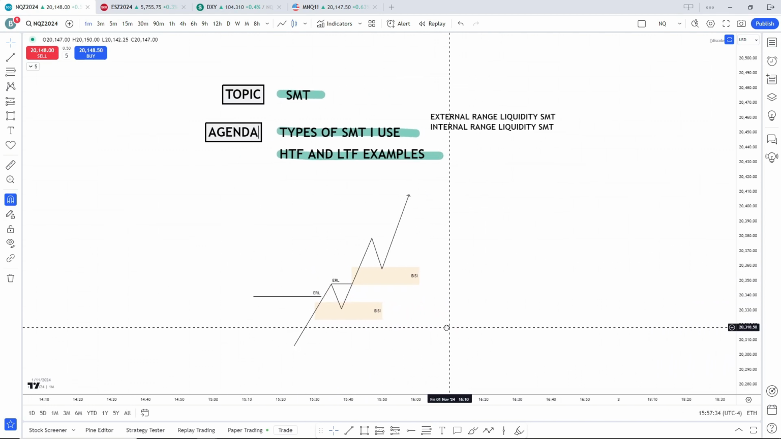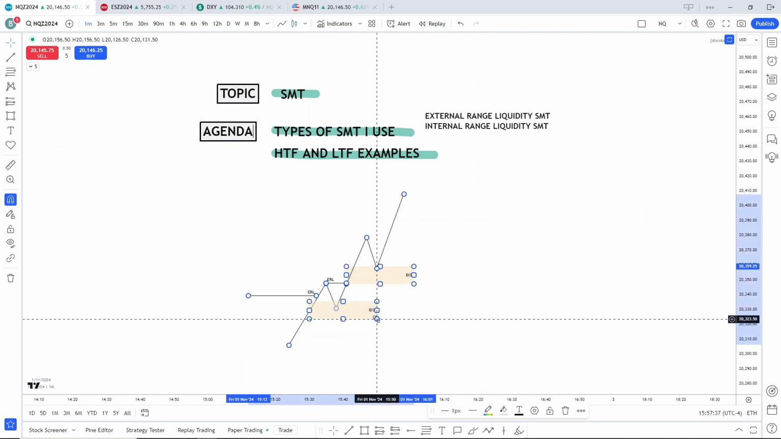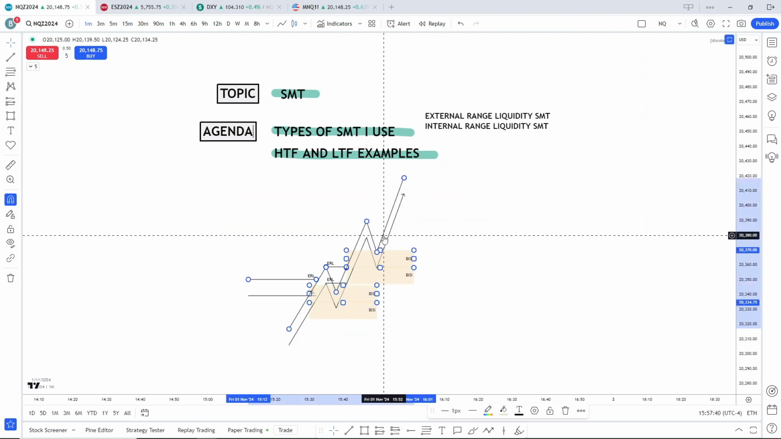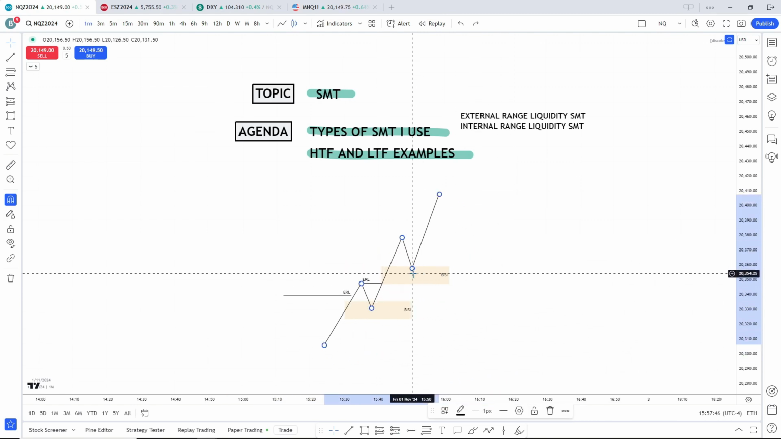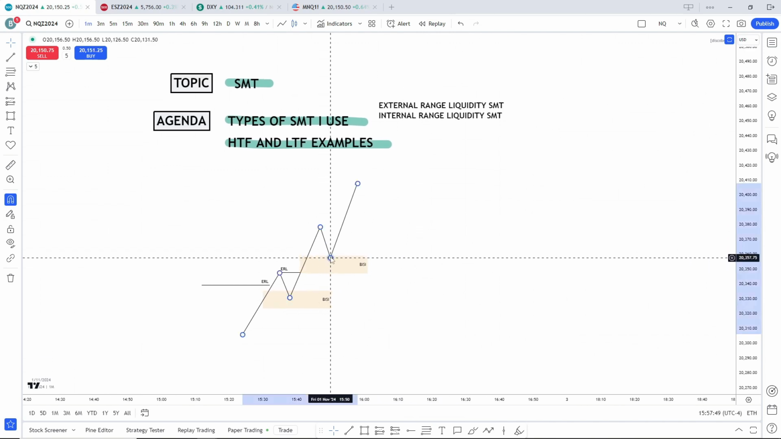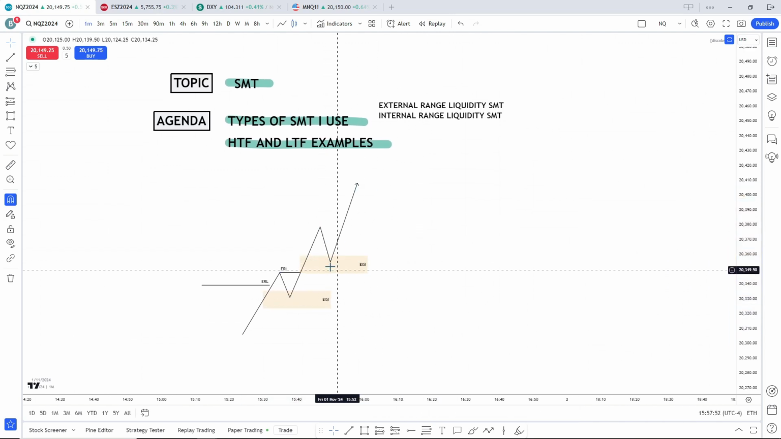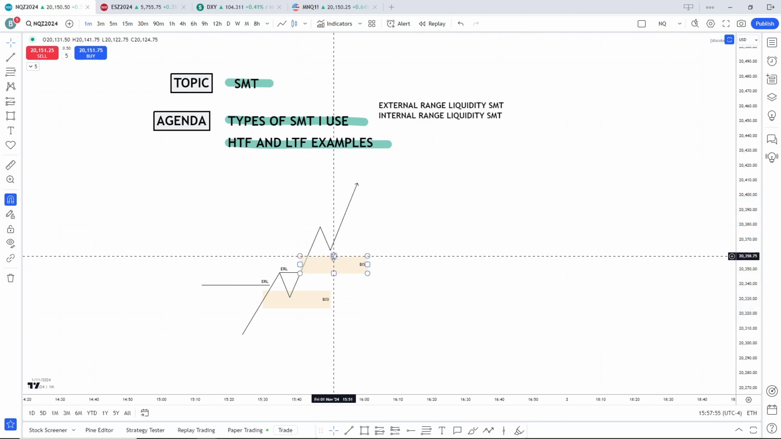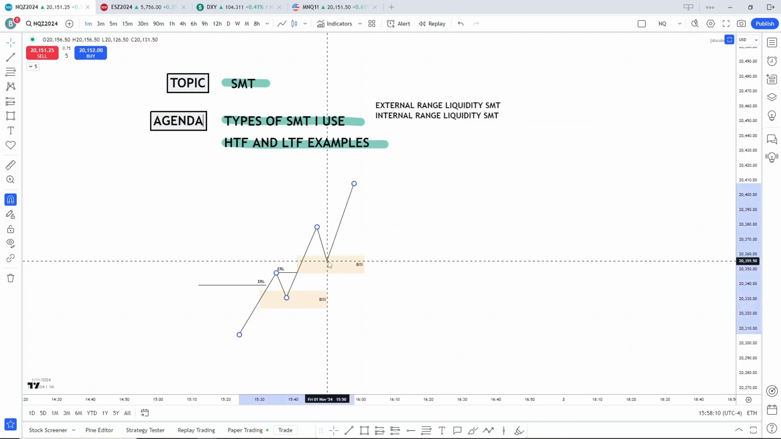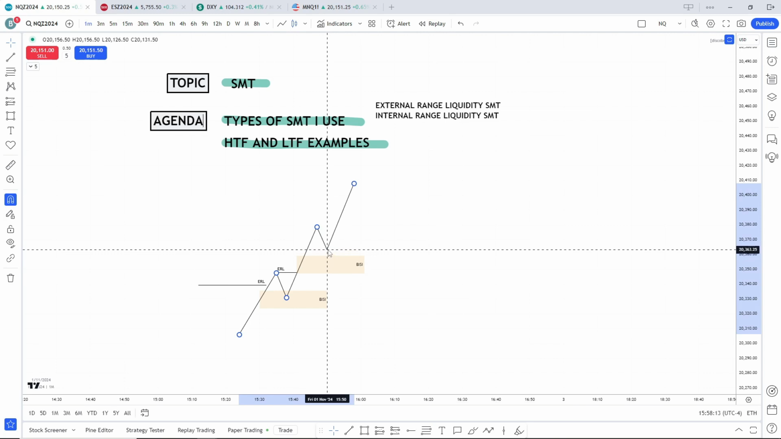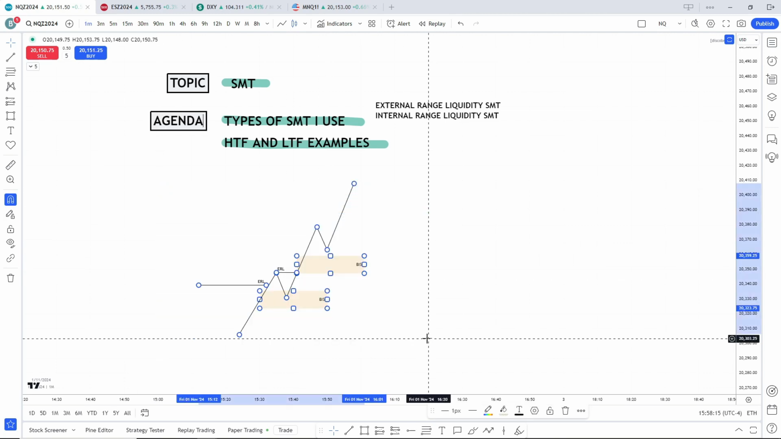Now the SMT, let's clone this. The SMT, of course, will be if NQ, let's say, engages with the BISI and ES fails to. That is going to be SMT with internal range liquidity. And you'll see examples of this, don't worry. I'm just getting a point across in a very simple manner through schematics. So one engages with the inefficiency and the other fails to. Right? That is the second type.